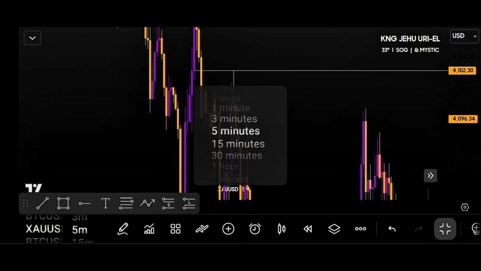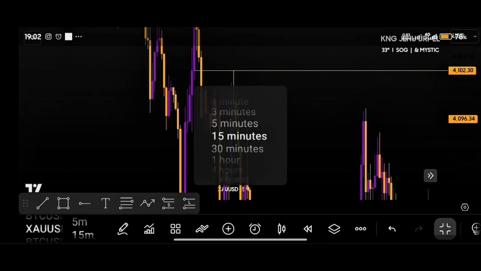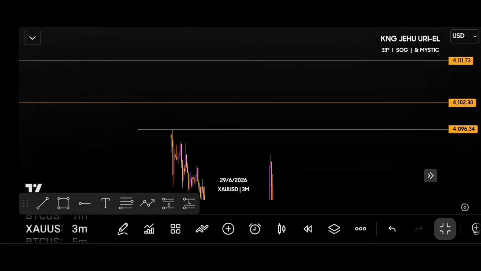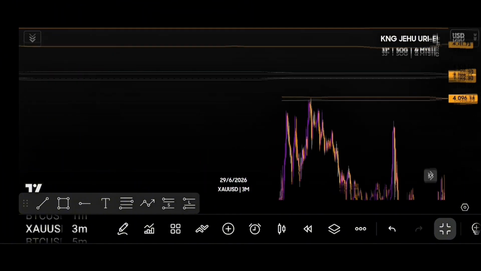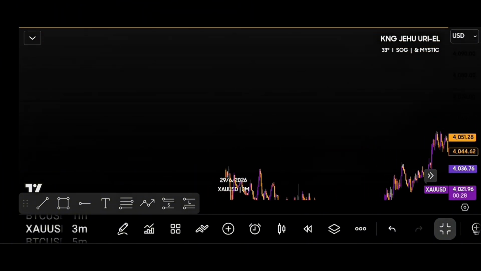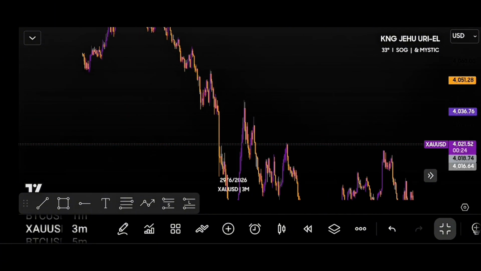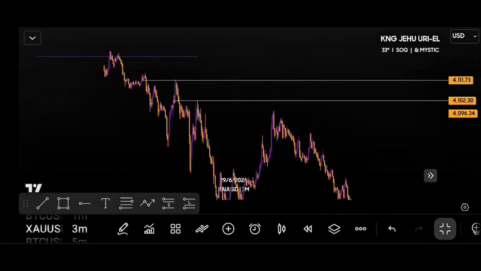One thing you need to understand is that gold loves the 3-minute time frame. So if you're a gold trader, use the 3-minute time frame for your confirmations. Trust me, it's going to help you a lot. A lot of people don't know this, but I've been backtesting gold, and this is something I've known for a very long time.